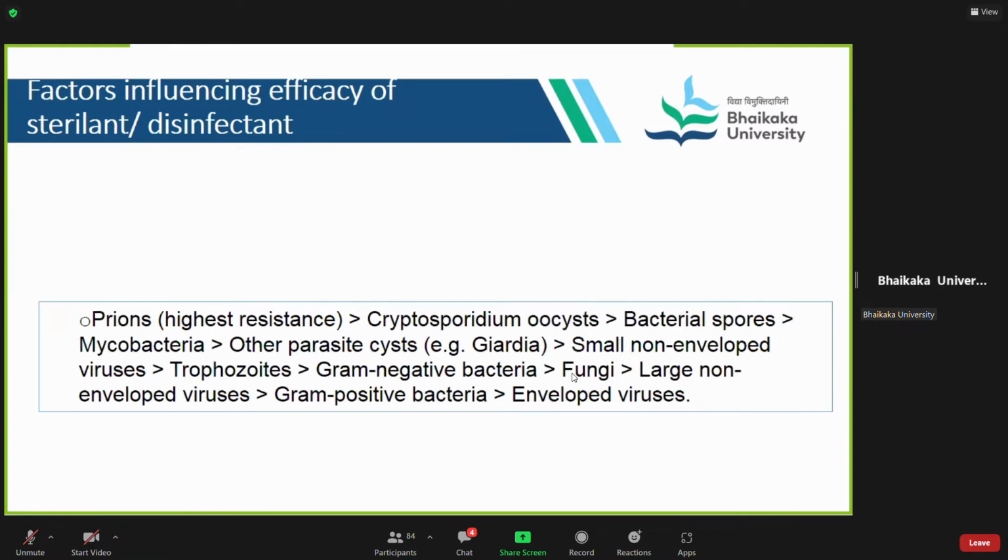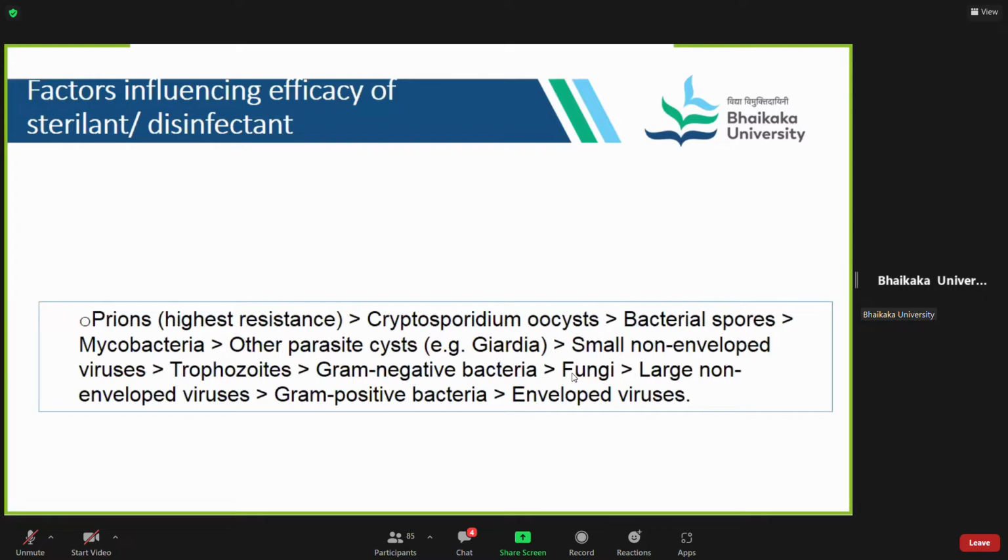Now I have written here some organisms in a manner. You have prions, you have cysts, but certain parasitic cysts, specifically certain cysts like Cryptosporidium. You have bacterial spores. You have Mycobacterium tuberculosis or leprae. Then you have lots of other parasites which produce cysts. Then you have viruses, and the size of the virus and presence or absence of envelope on that particular virus. So you can see small enveloped, non-enveloped viruses. Then you have trophozoites, then you have gram-negative bacteria, then you have fungus, then you have large non-enveloped viruses, gram-positive bacteria, and last is your enveloped virus.